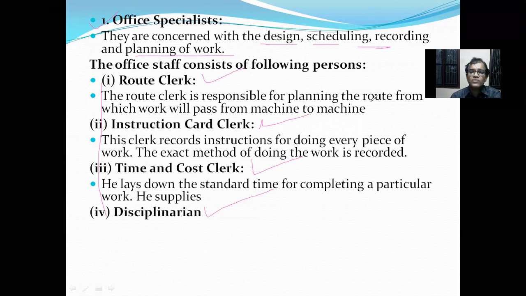Route clerk: suppose a unit of production is passing through various processes, process A, process B, process C, process D. He will decide which is the first process, which is the second process, which is the third. Likewise, he will decide. Instruction card clerk will record instructions for doing a unit of work. He will record everything. The time and cost clerk will mention standard time for finishing a unit of production. Disciplinarian, as the name itself implies, ensures discipline in the organization. So these are office specialists.